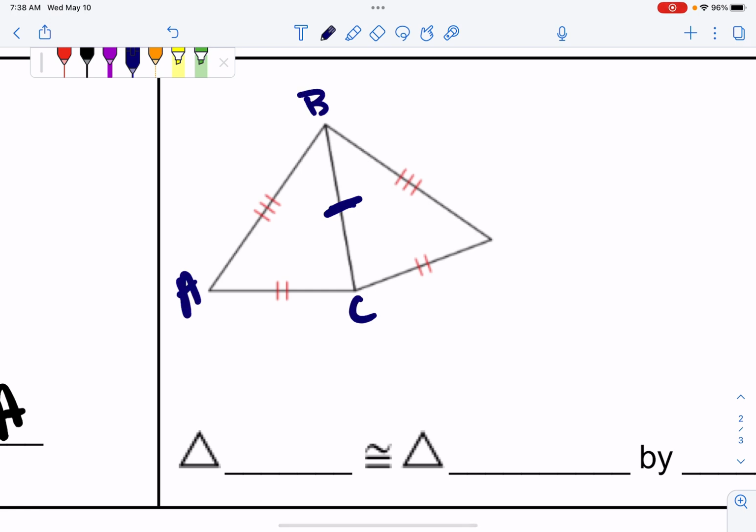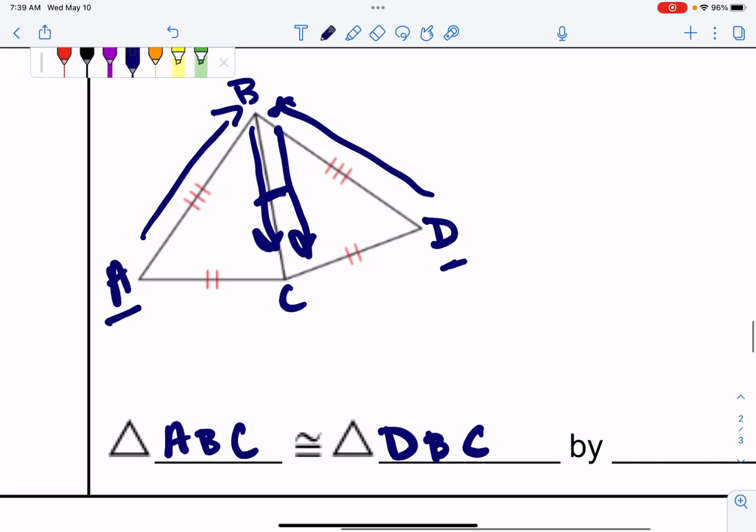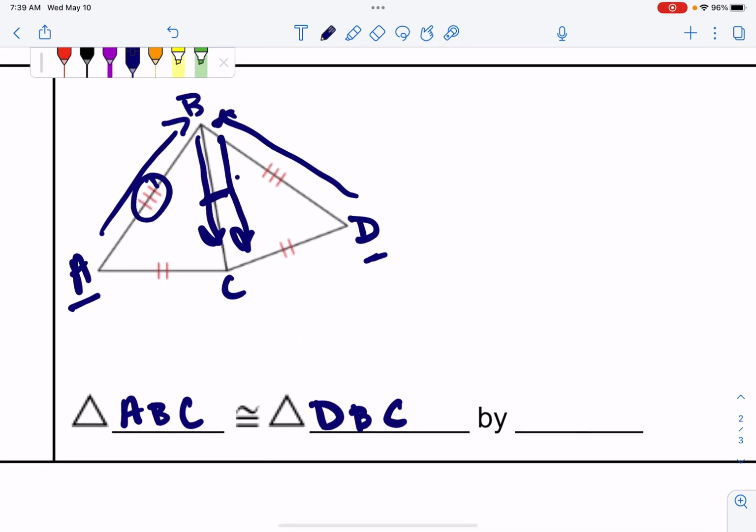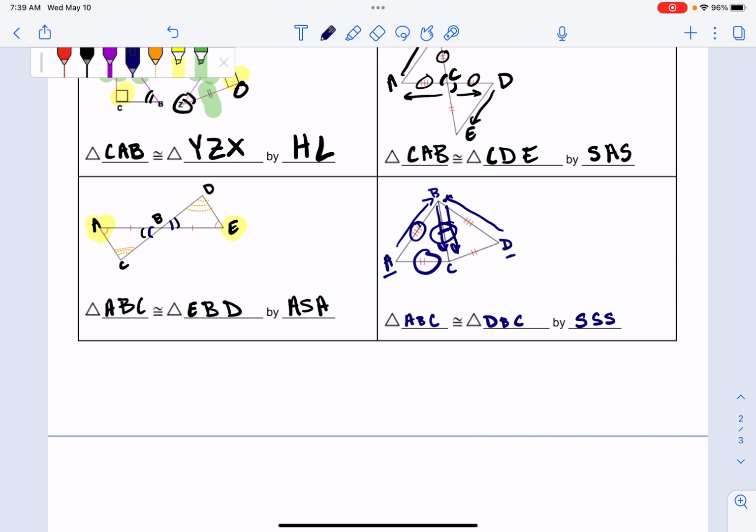A, B, C, D. So if we start at A over here, we would start at D over here. A is congruent to D. Then if we go up to B, B is the same for both of them. So B is congruent to B. And then we would go down to C, and C would be congruent for both of them as well. And then the reason here is side, side, side. All of the sides are the same, so these must be the same size triangle.